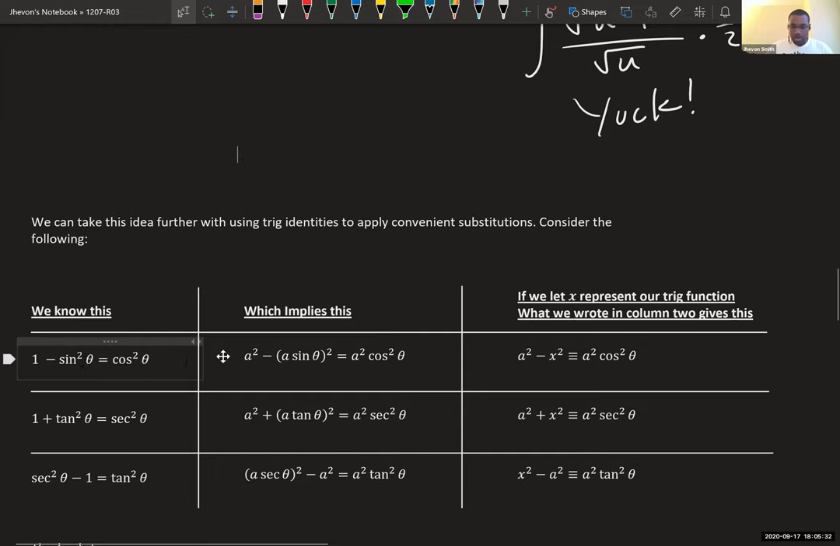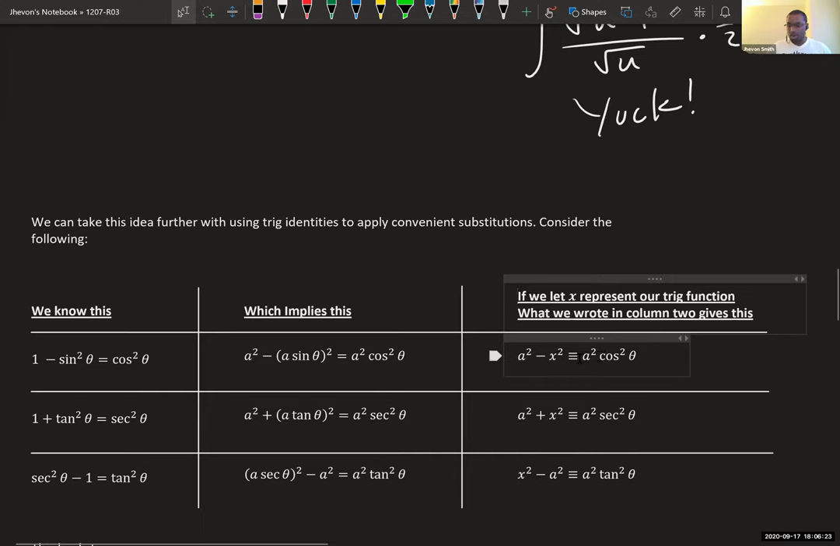What this means is that for each of these, I multiplied both sides of the equation by a squared. You'll see why in a second. So this identity is going to be true: a squared minus a sine theta in squared is going to give me a squared cosine squared. Similarly, these will follow. Now, here's the idea. What if I represented the guy that's inside here on the left with a single variable? Let's use a variable to represent that trig function, say x. This means if I think of the left side as something like an a squared minus x squared, then the right side is going to be something equivalent to a squared cosine squared. It follows directly from this idea right here.